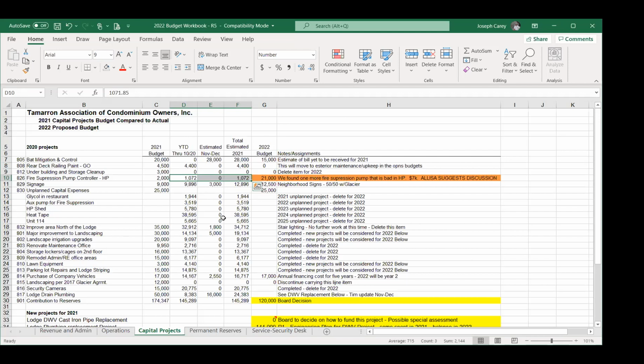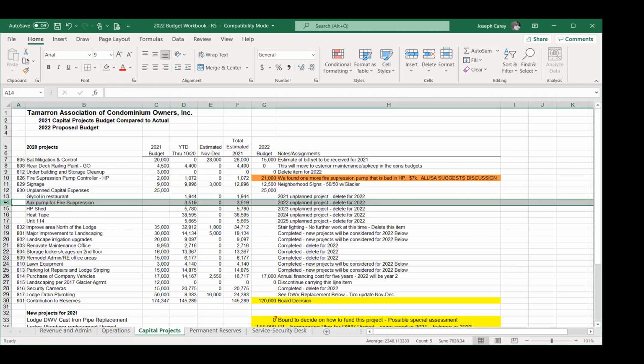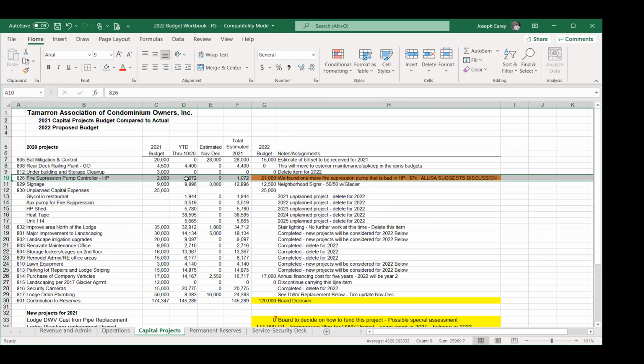In May, you spent, we put it in auxiliary pump fire suppression, 830.14. Oh, under unplanned. Yeah, that's 35,1917. Oh, okay, so it got put down here. Well, we should move that up there. I'm changing that right now. To what account number? 826.